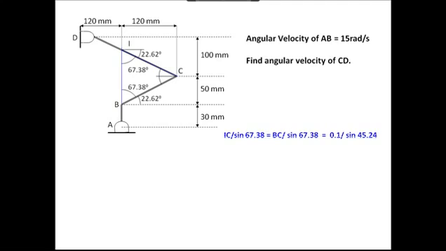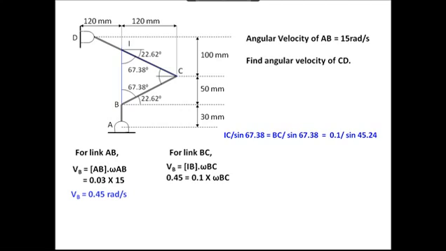We settle the geometry, we write the sine rule, and then for link AB, we write VB as AB into omega AB, because for AB, A is the instantaneous center, so we take AB distance, we get VB. Now for link BC, because B is also on BC, we write VB as IB into omega BC. With known VB, we can find omega BC. And then for the same link, we write VC as distance IC into omega BC. IC is calculated by geometry, and omega BC is known, so we work out VC.